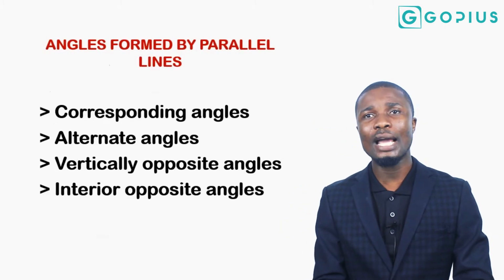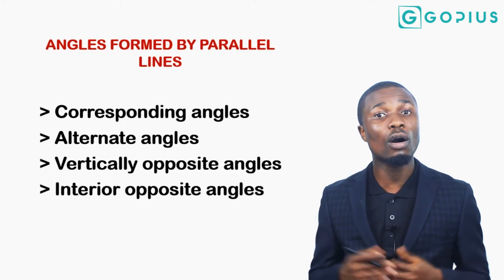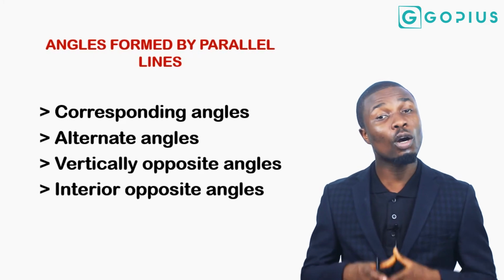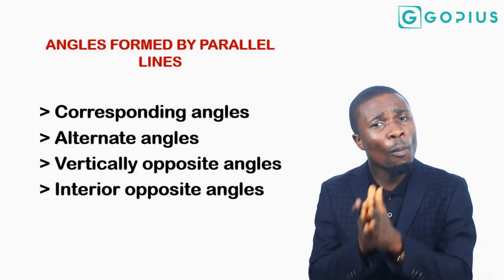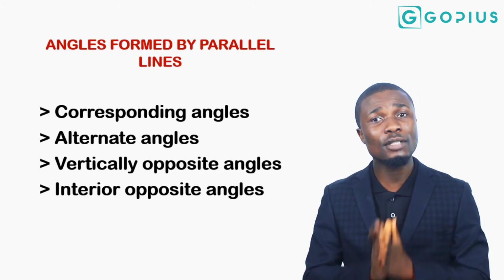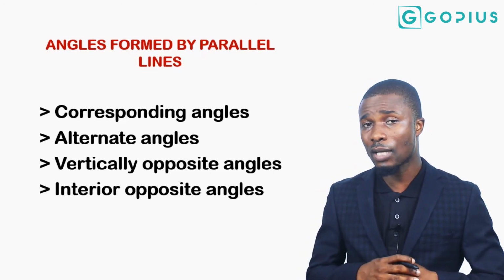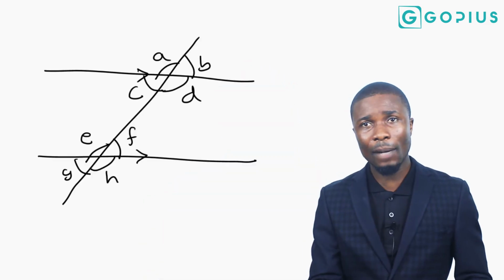Now on the screen I showed you earlier, you can see angles formed by parallel lines. There's what we call corresponding angles. Corresponding angles are equal. There's what we call alternate angles, and they are equal mathematically. There's what we call vertically opposite angles, and they are equal mathematically. And there's also what we call interior opposite angles, and these ones are supplementary. These are the 4 theorems that we are going to look at as far as angles formed by parallel lines are concerned. And of course we will be using this to solve some mathematical problems at the end of the day.